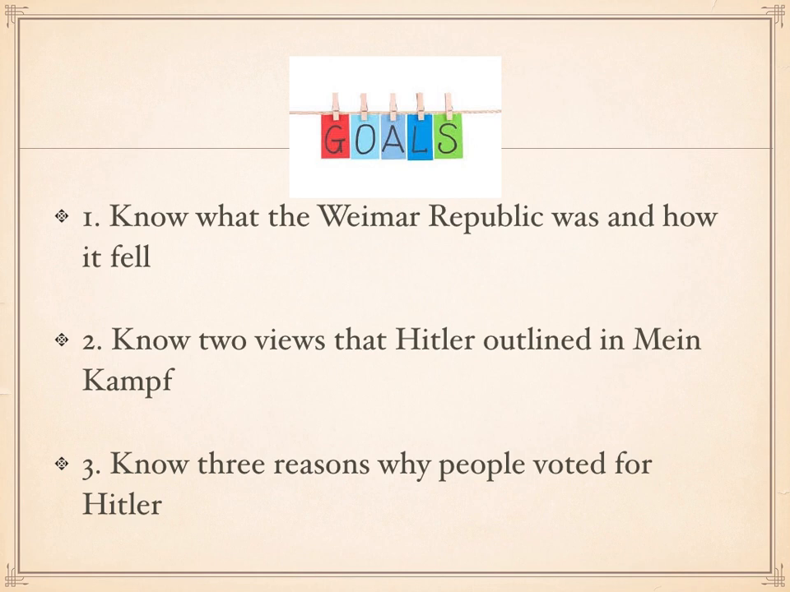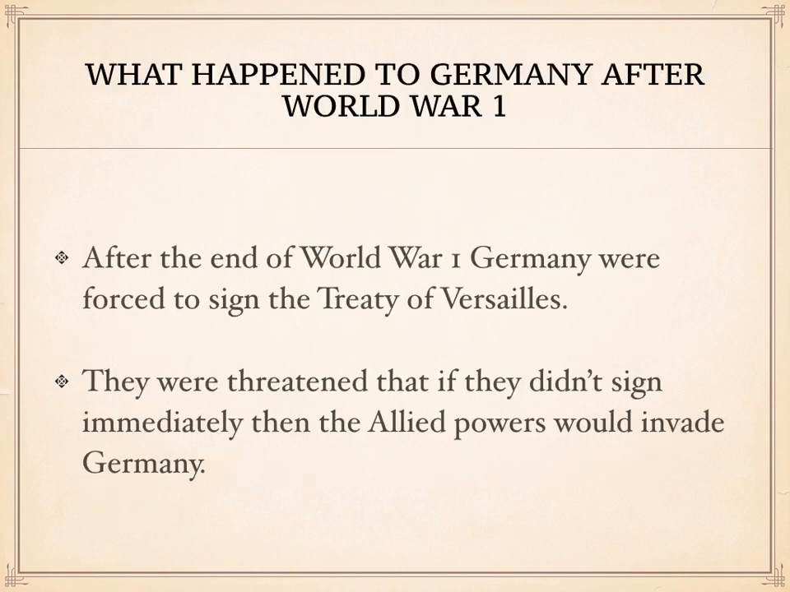So by the end of this presentation you guys should know what the Weimar Republic was and how it fell. You guys should know two views that Hitler outlined in his autobiography Mein Kampf. And finally, you guys should know three reasons as to why people voted for Hitler and how he became so popular.